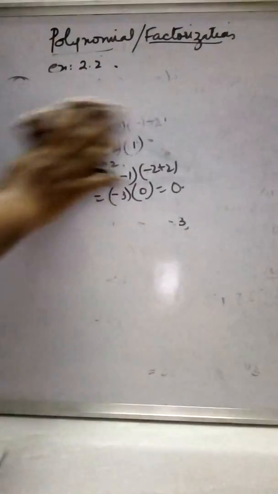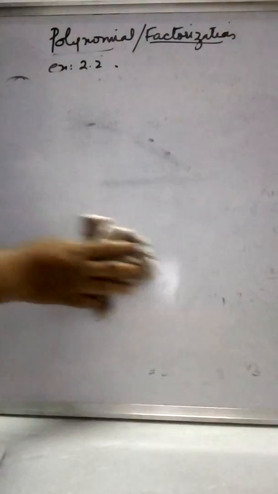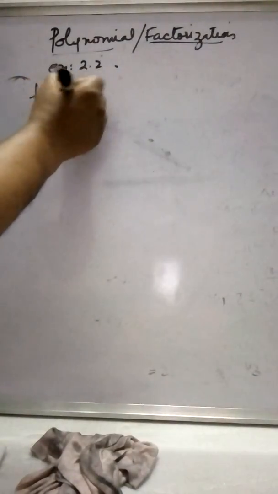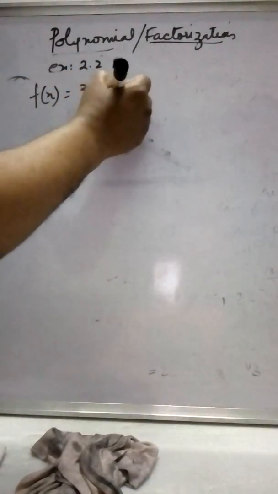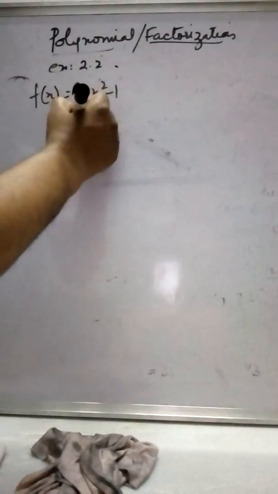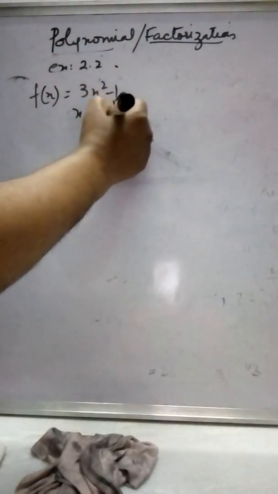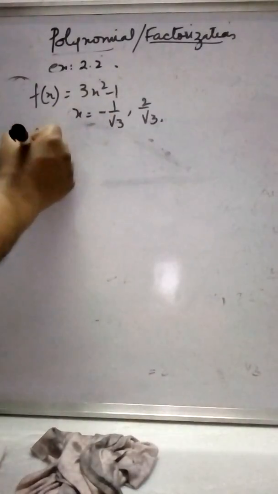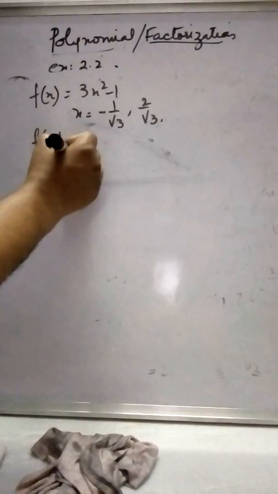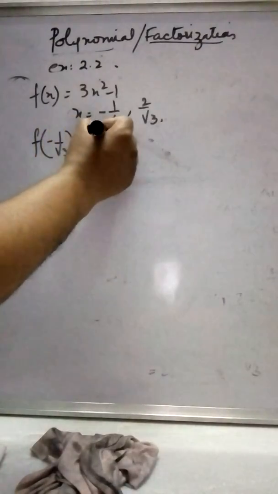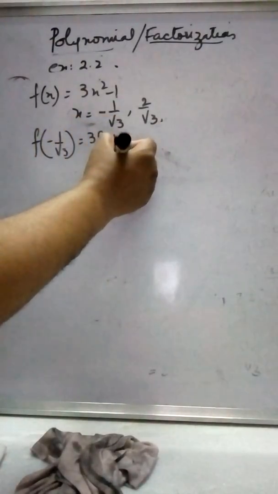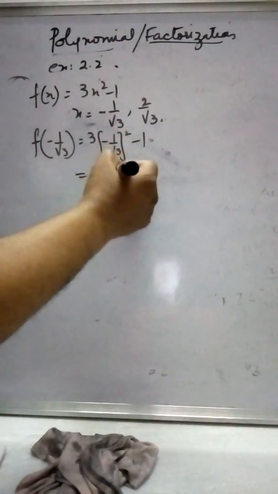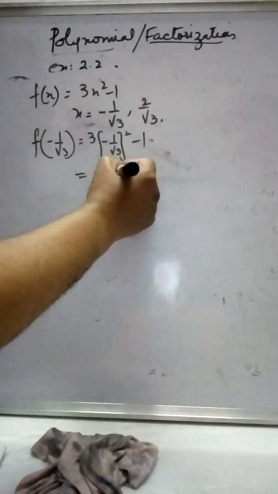And it is this. f(x) = 3x squared minus 1, and x equals minus 1 by root 3 and 2 by root 3. First I'll take x equal to minus 1 by root 3. So that is 3 into (minus 1 by root 3) whole squared minus 1. 3 into minus whole squared means plus 1 as it is.